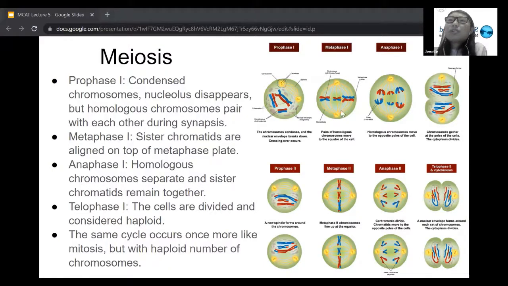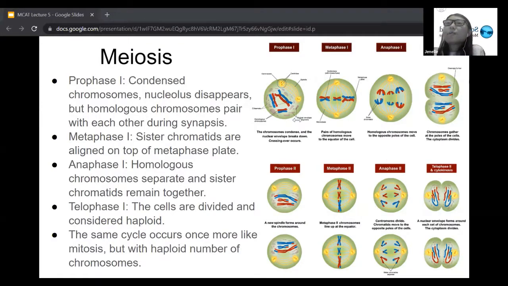So prophase 1 is similar to mitosis because there are condensed chromosomes, the nucleolus disappears, spindle and kinetochore fibers appear, and the centriole pairs begin to move to opposite sides of the cell. However, the difference is that there are homologous chromosomes in meiosis, and they also pair with each other during synapsis, right?